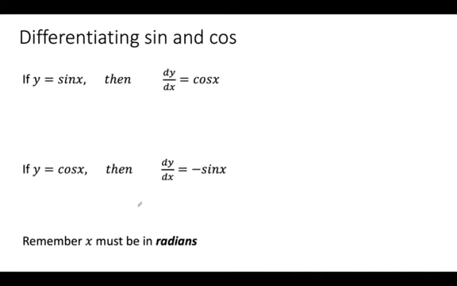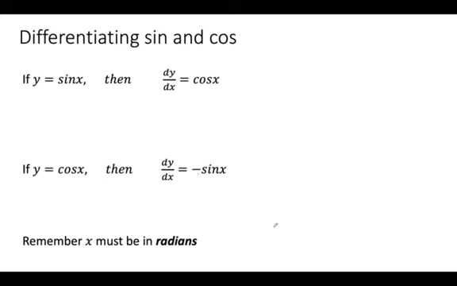So we did have a look at differentiating sine and cos, and we saw that if y equals sine x, then the differential, dy dx, equals cos x. Similarly, if y equals cos x, then dy dx is minus sine x. Remember, we used the small angle approximations in our derivation of it, so x must be in radians, because the small angle approximations use radians.